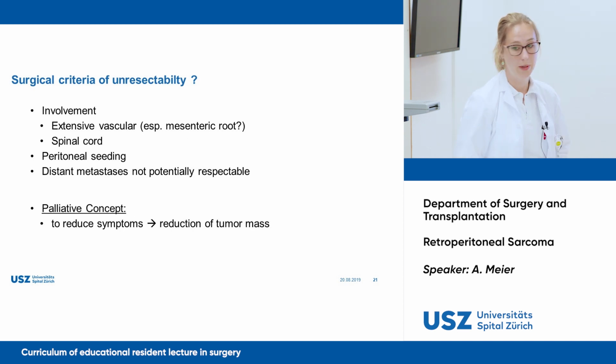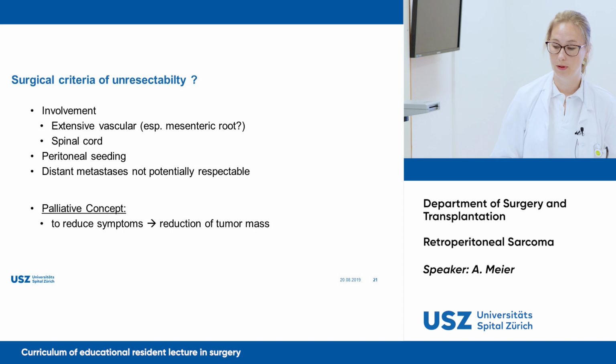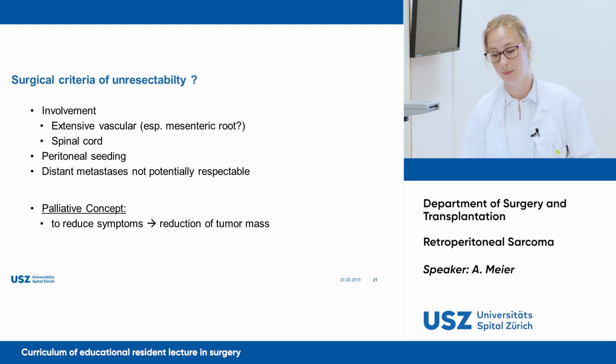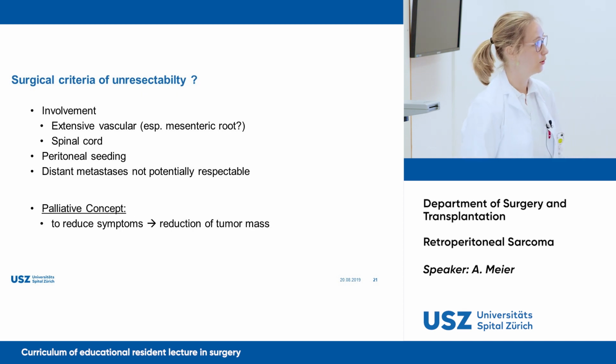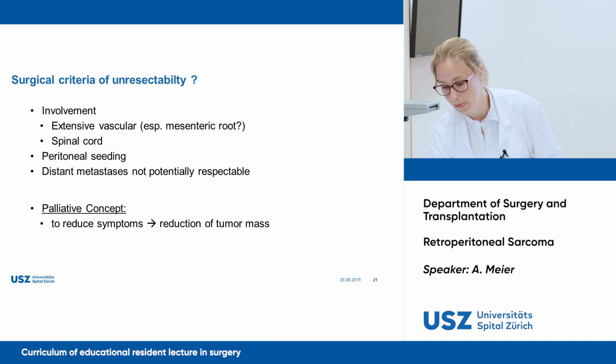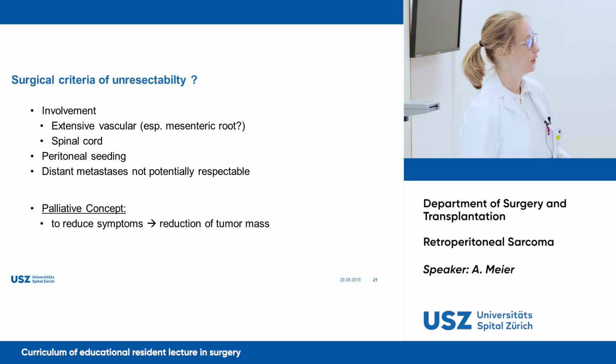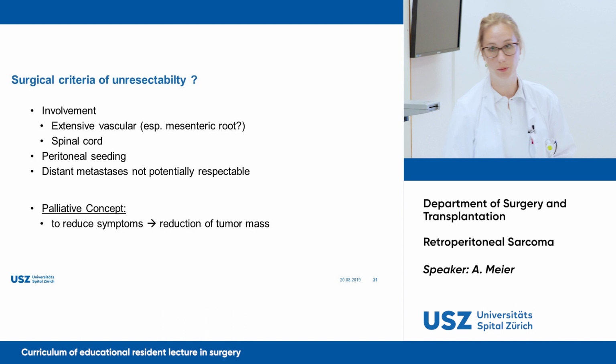resection. If there is peritoneal seeding, there are some studies going on about what to do with it, but sometimes it's not a good idea to go for surgery then. And if there are distant metastases which are potentially not resectable. But somehow there are palliative concepts to reduce symptoms because of this huge mass in the abdomen. There is sometimes the indication to do a reduction of the tumor mass.